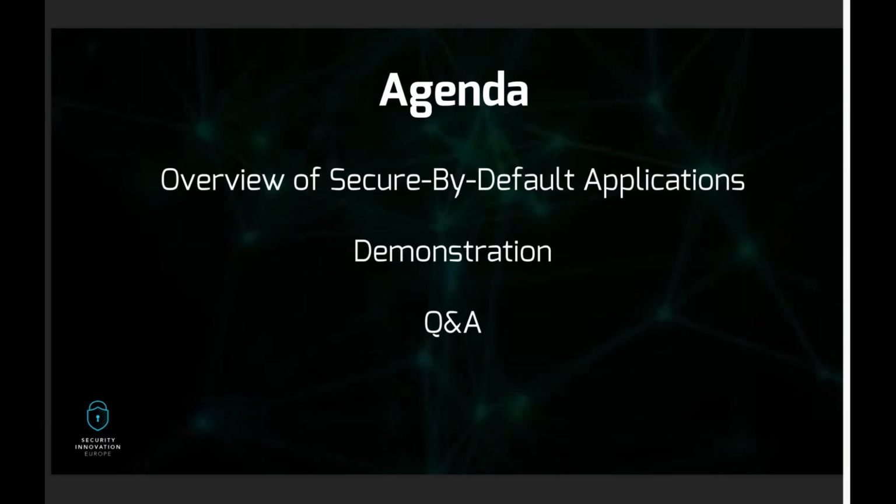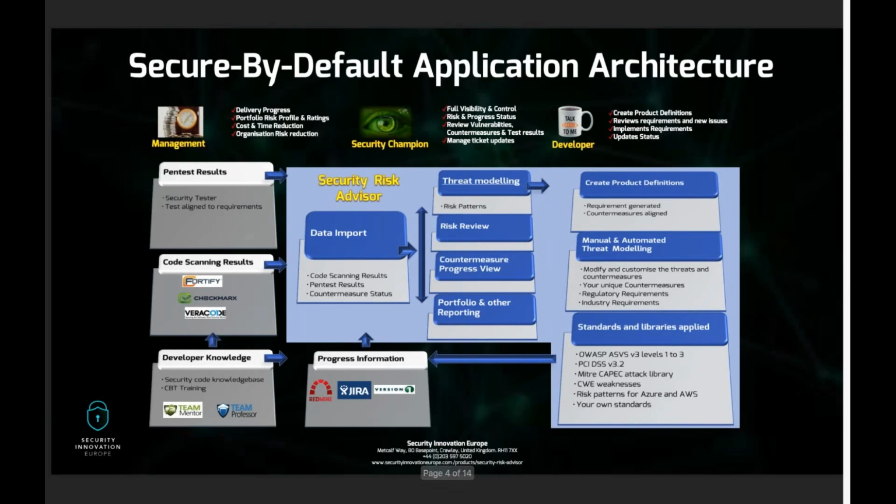The agenda for today is to provide you with an overview of how you can attain secure by default applications using a risk management framework of tools, processes, and practices to deliver applications which are security appropriate, followed by a demonstration of some key areas of this approach. So let's get started.